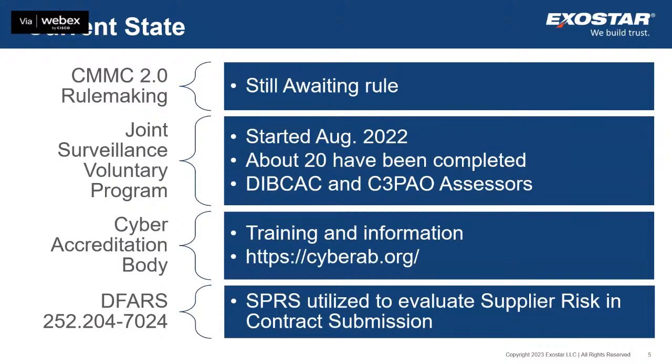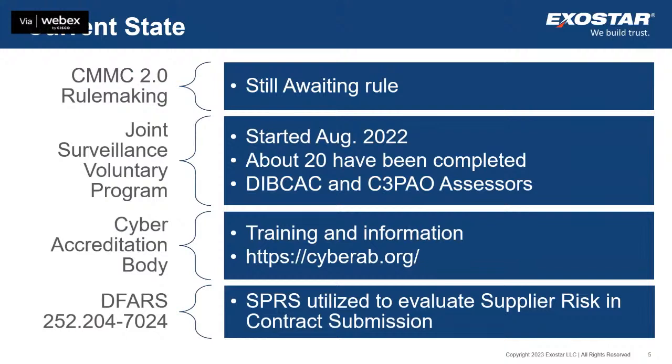If you'd like to get some additional training or information on CMMC, there is an organization out there called the Cyber Accreditation Body. That organization has a site at the URL you see there, cyberab.org. You can get training there. You can get information, obviously, about it. You can get a list of MSPs that can help you get started. You can also get a list of the C3PAO organizations that are ready to do the assessments once CMMC 2.0 does become a rule.